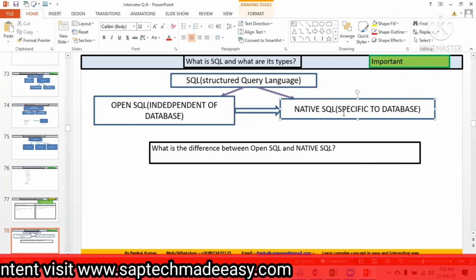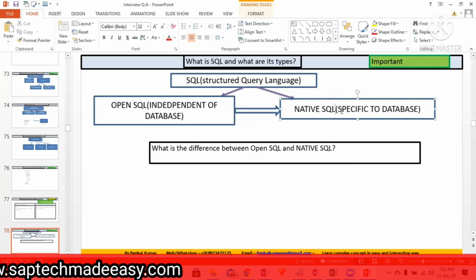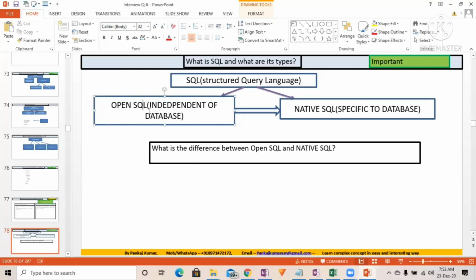Sorry, OpenSQL cannot be used if your table is not there in the application server layer, right? In that case, you can go for native SQL. That's why sometimes we are forced to use native SQL.